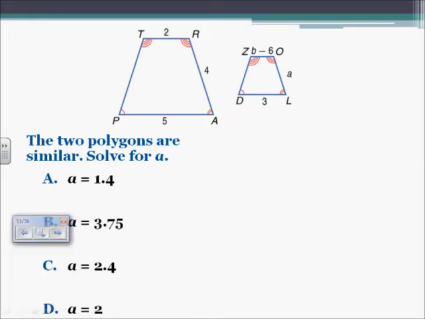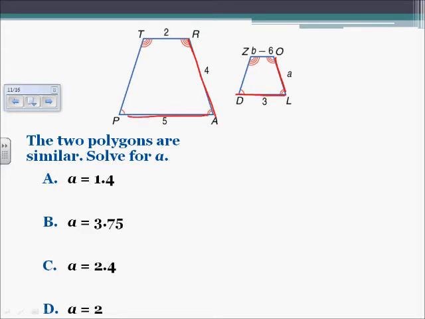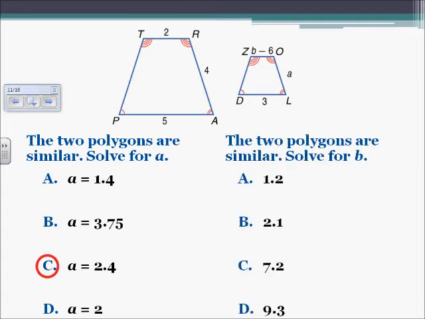Alright, first one says the two polygons are similar, solve for A. So I have A in the spot of 4, and I have 3 and 5 being in similar spots here. So I'm going to go with 5 over 3 is equal to 4 over A. Cross multiply, 12 is equal to 5A. When I divide both sides by 5, I end up with 2.4. So A is equal to 2.4, and that is one of my choices, choice C.